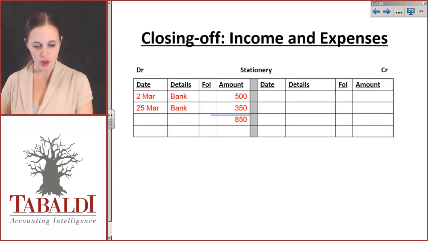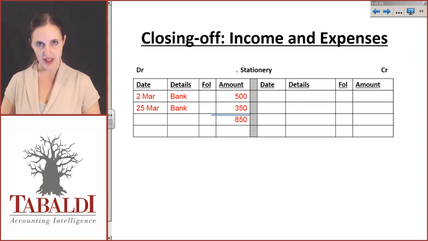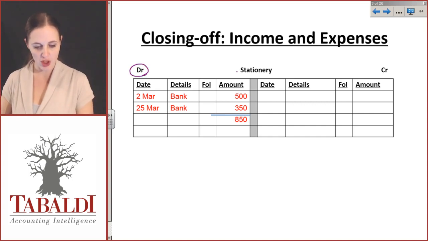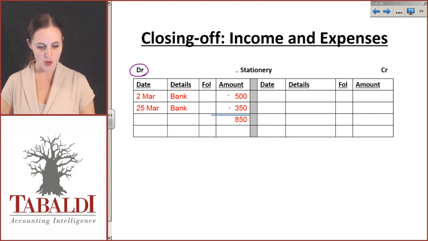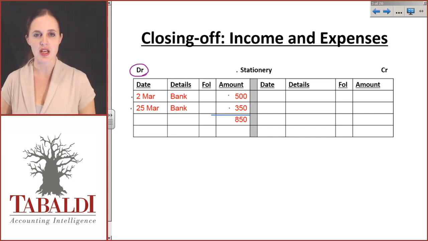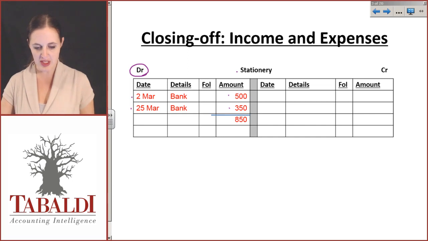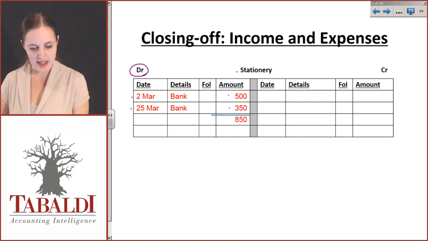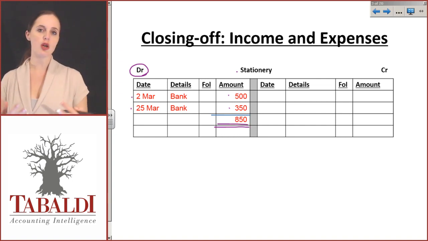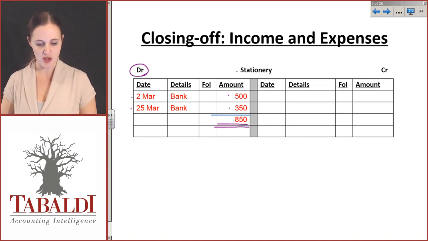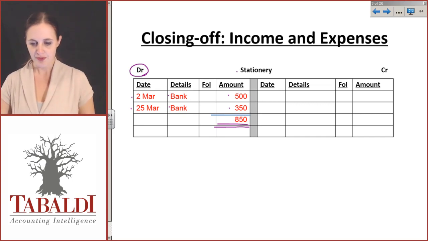So I've given you an example, your expense account, stationery. We know that as an expense, stationery increases on the debit side. So we have two transactions in here, one on the 2nd of March, one on the 25th of March, and we'll see that at the end of the month, if I want to know what's happening with this, all I do is add it up, give it a total, and say it's 850. Now I know for a fact exactly how much I spent on stationery over the month, and when you take a look at an account, I can see exactly where the money came from as well. So income and expenses is not a problem. That one's quite easy to do.